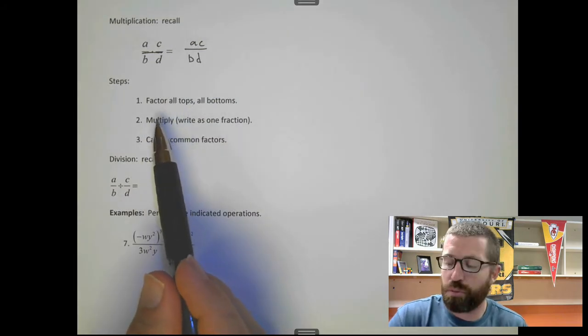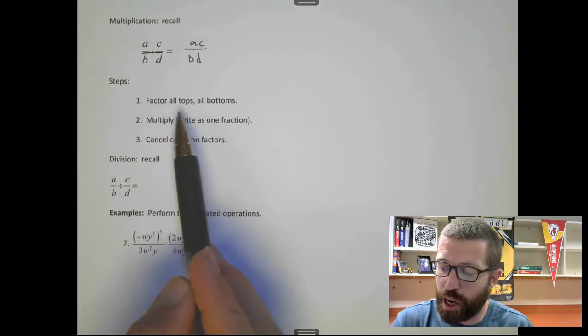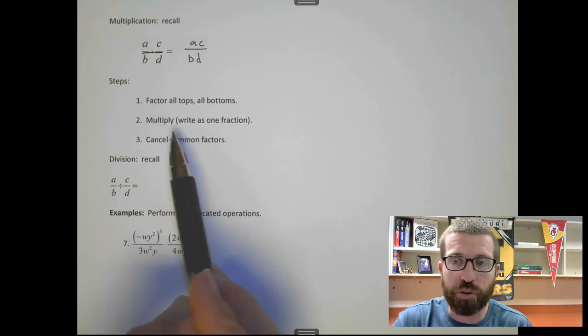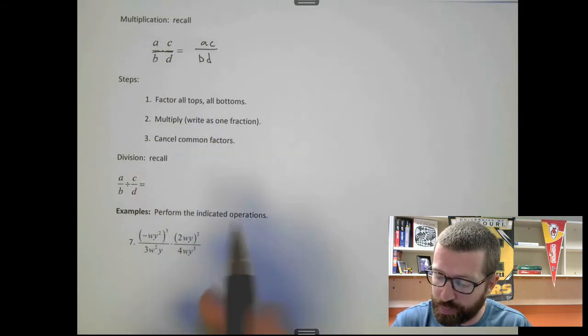So to multiply polynomials, we're going to factor everything just like we did with simplifying. The top and bottom, multiply or just write as one fraction, and then cancel or divide all common factors.